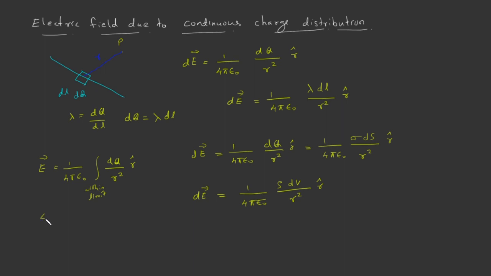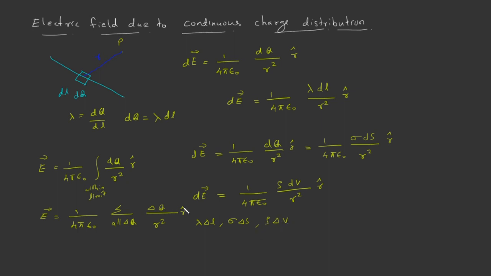In summation form, it can be written as E is equal to 1 by 4 pi epsilon 0 sum of all delta q divided by r square into r cap, where delta q is the charge in that small element, and we need to find the electric field due to each delta q for the whole linear charge distribution or surface charge distribution or volume charge distribution, and then find the vector sum, where delta q can be lambda delta L, sigma delta S, or rho delta V.